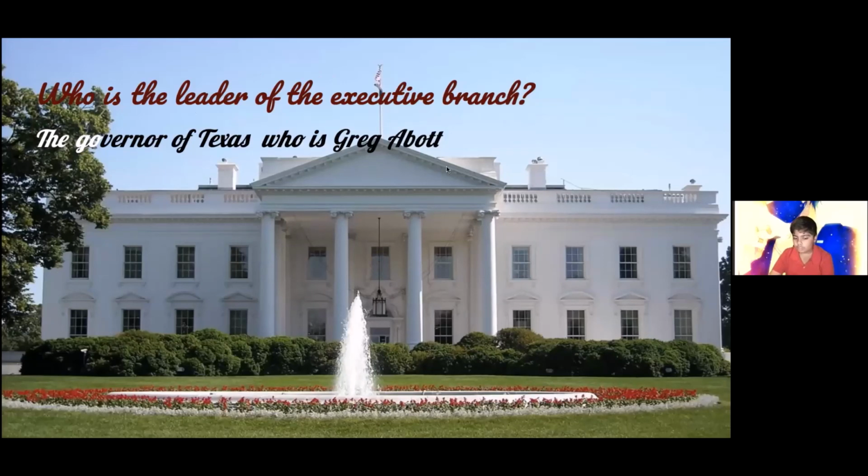Right. Who is the leader of the executive branch? The governor of Texas. The governor of Texas is Greg Abbott, and he is the leader of the executive branch.